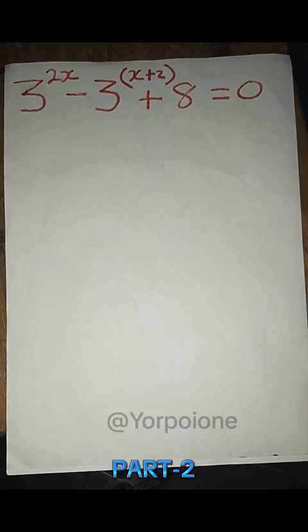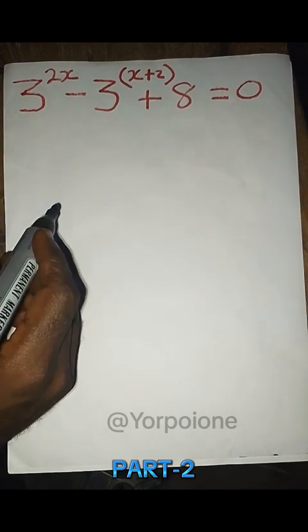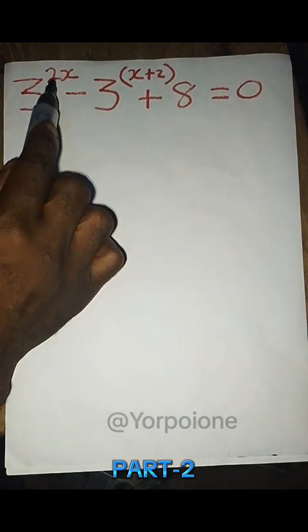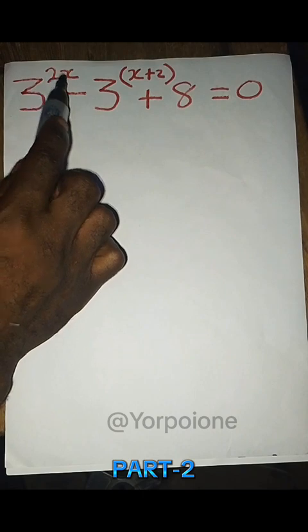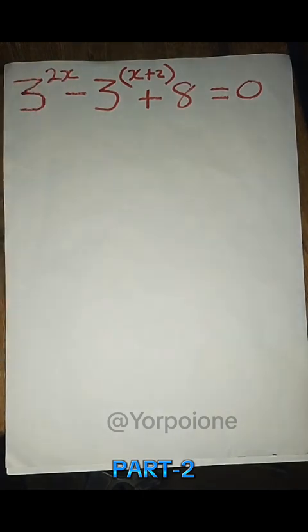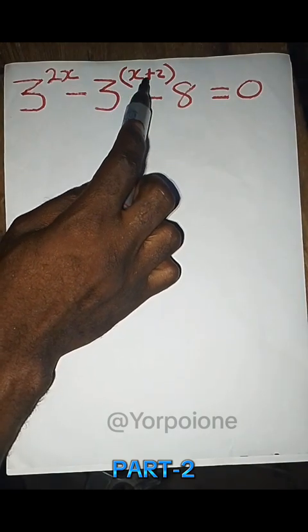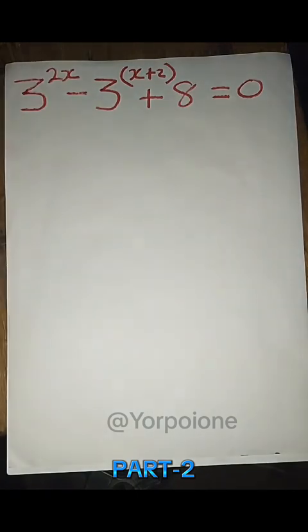We want to solve this question again. Let's look at this question critically and see what we need to do. At first, we can see 3 to the power 2x. We have to take a look at that. And here again, you can see 3 to the power 1 into x plus 2. We want to take a look at this.